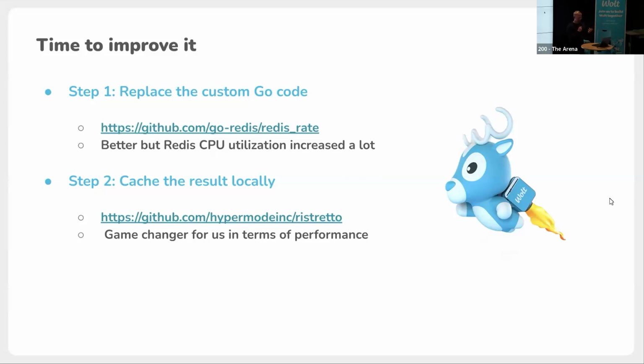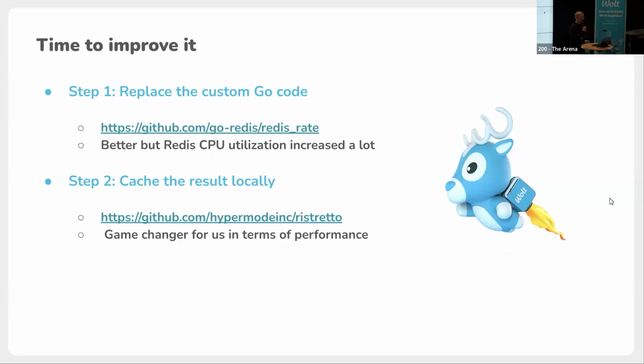And we picked Ristretto as our in-memory cache library. There's a ton of similar ones that are all competing for the same performance crown. I'm sure somebody has their own favorite one, but this one worked well, so we picked it. And this got rid of all of those Redis CPU utilization problems that we had, and increased our performance by quite a lot. And you'll see that in the coming graphs.